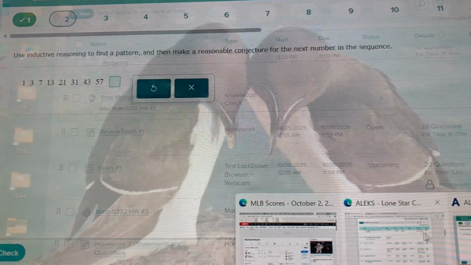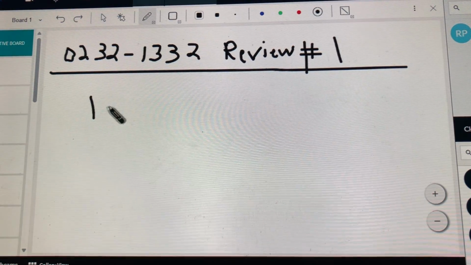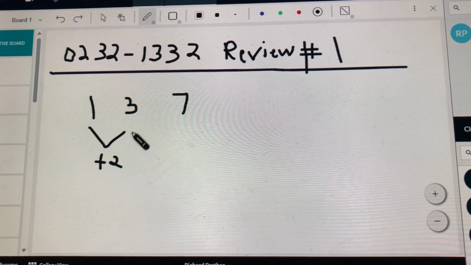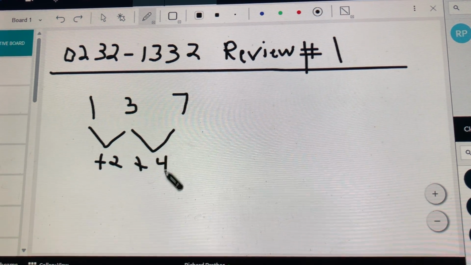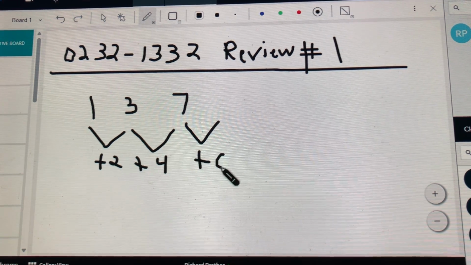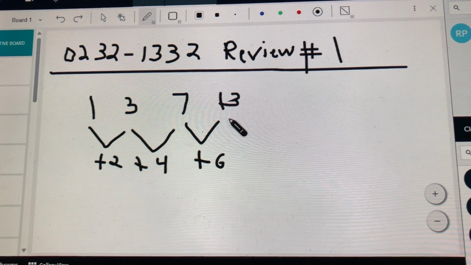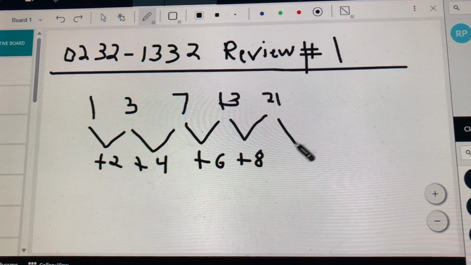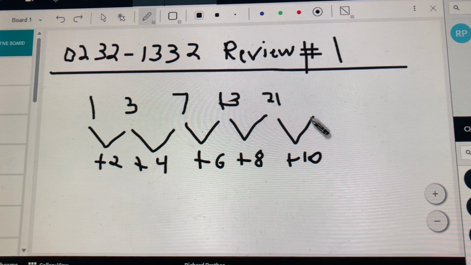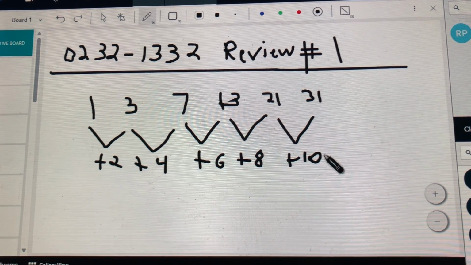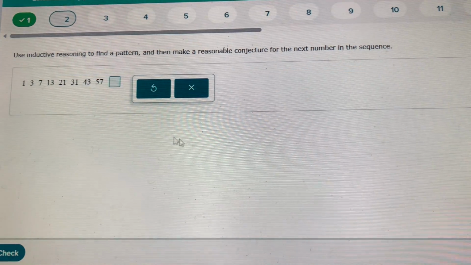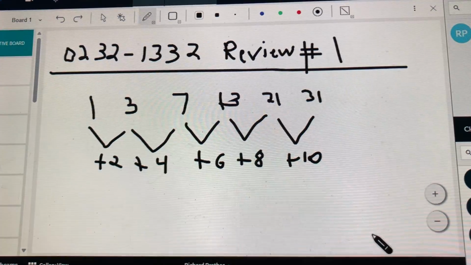So let me write this down here. 1, 3, 7. We're adding 2 first in the first example. Then we're adding 4. Then we add 6 to get 13. So by this pattern, I should add 8 next and get 21. Then add 10 and get 31. And this is inductive because I'm using previous examples to do the next one. 31, see, then add 12 and then add 14. That's as far as the pattern goes here.